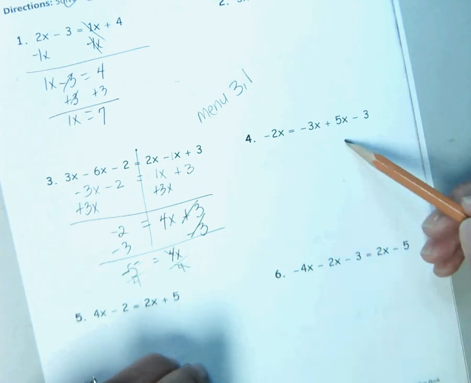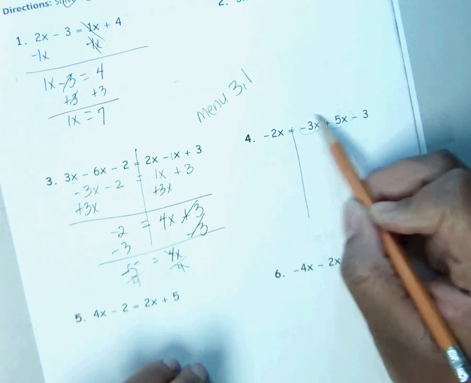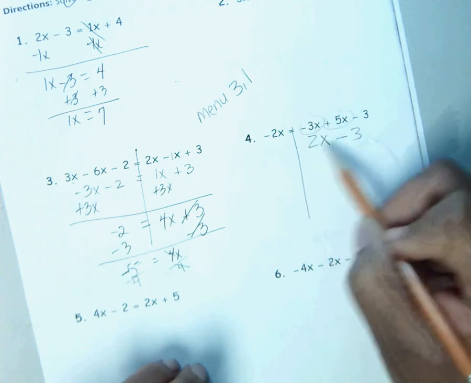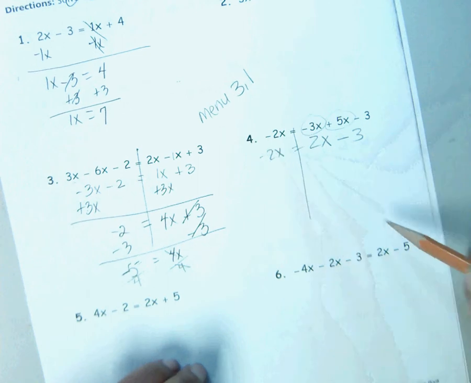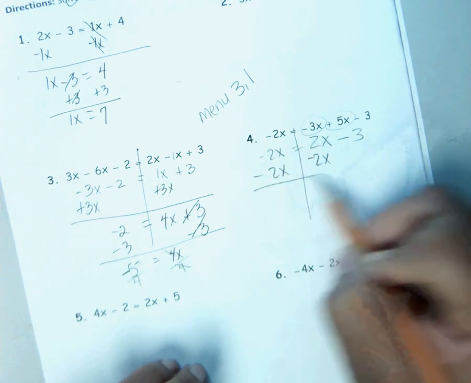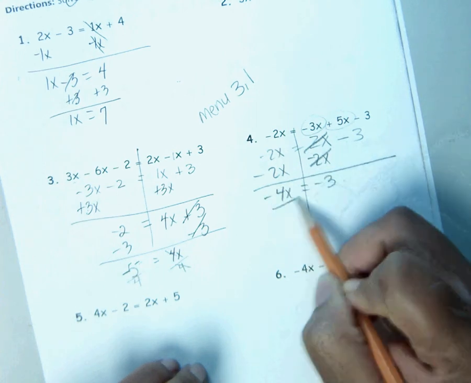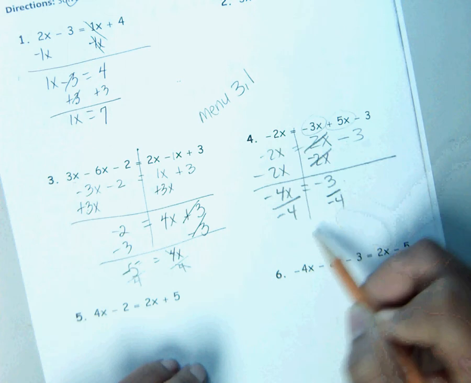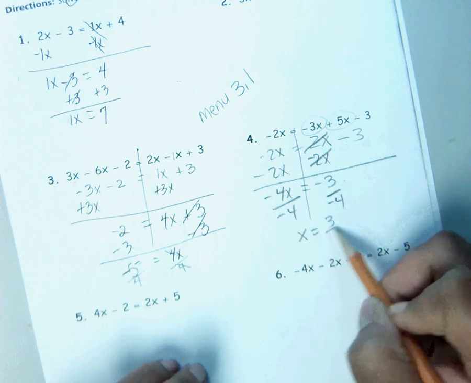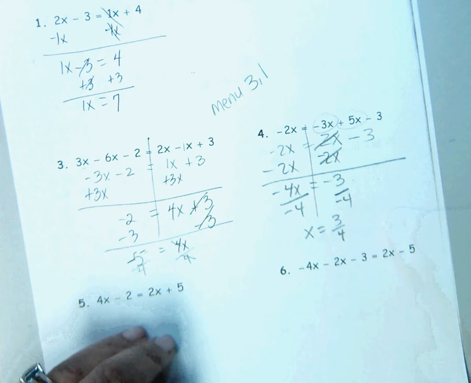Let me show you how to do number 4. Combine the terms over here first, so that would be these two, which gives me this. Okay, and then I'm going to subtract 2x. And then I'm going to divide by negative 4. Negative divided by negative is a positive. Okay, and I'll do menu 3-1 to check that.